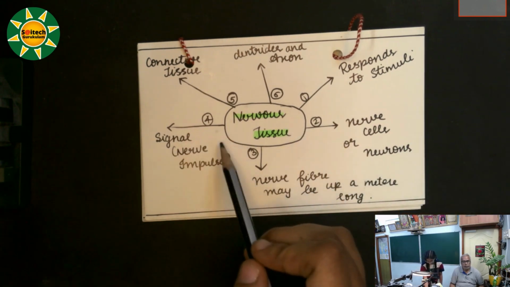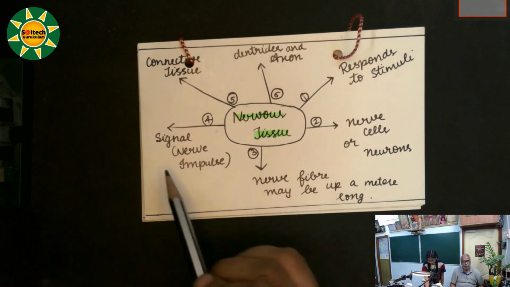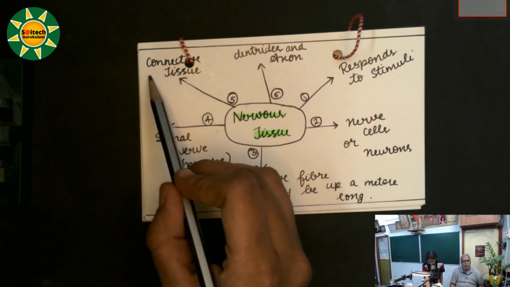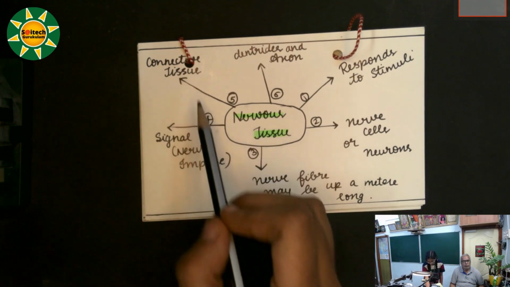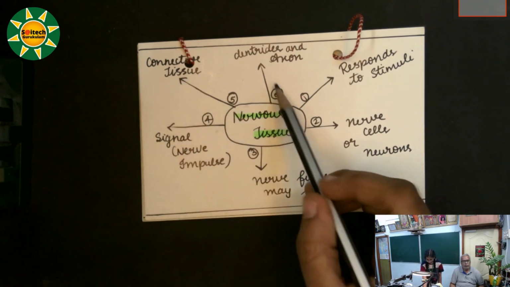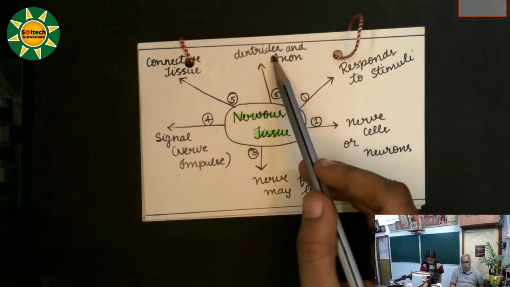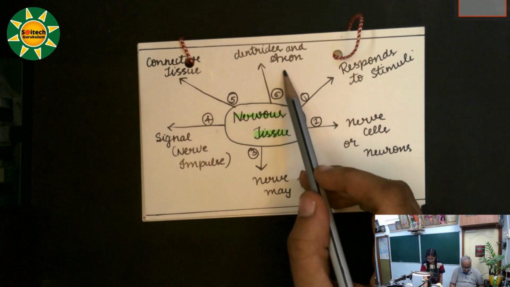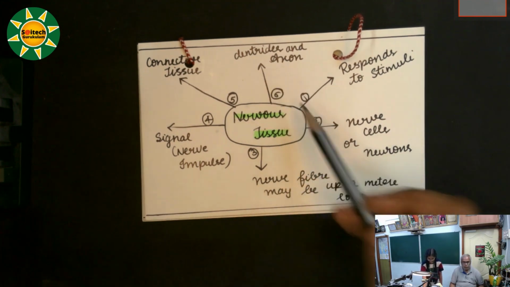The signal that is passed through the nerve fiber is called nerve impulse. Nervous tissue is also called connective tissue just because all our nerves get connected to one another. The branched parts are called the dendrites, and the long thin hair-like structure of the nerve cell is called the axon.